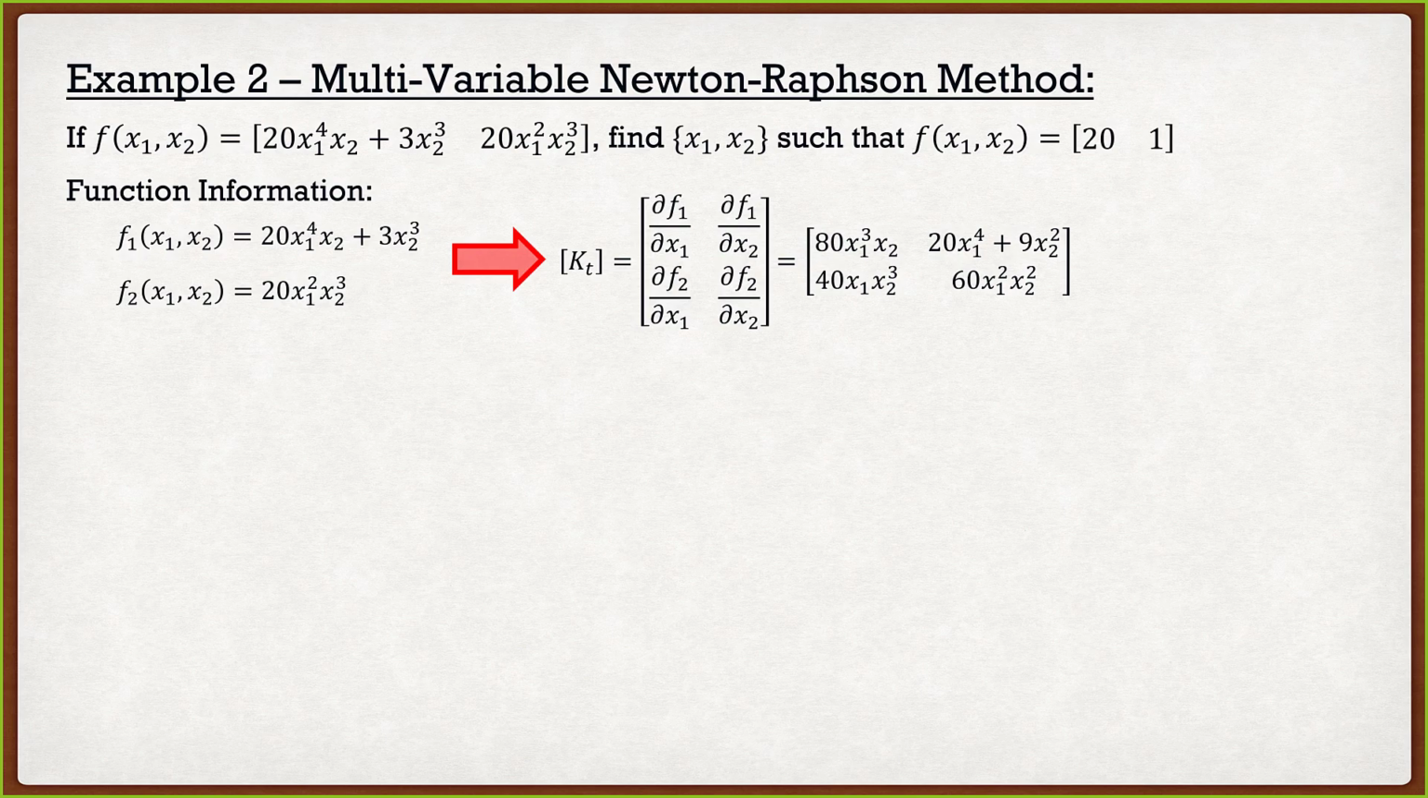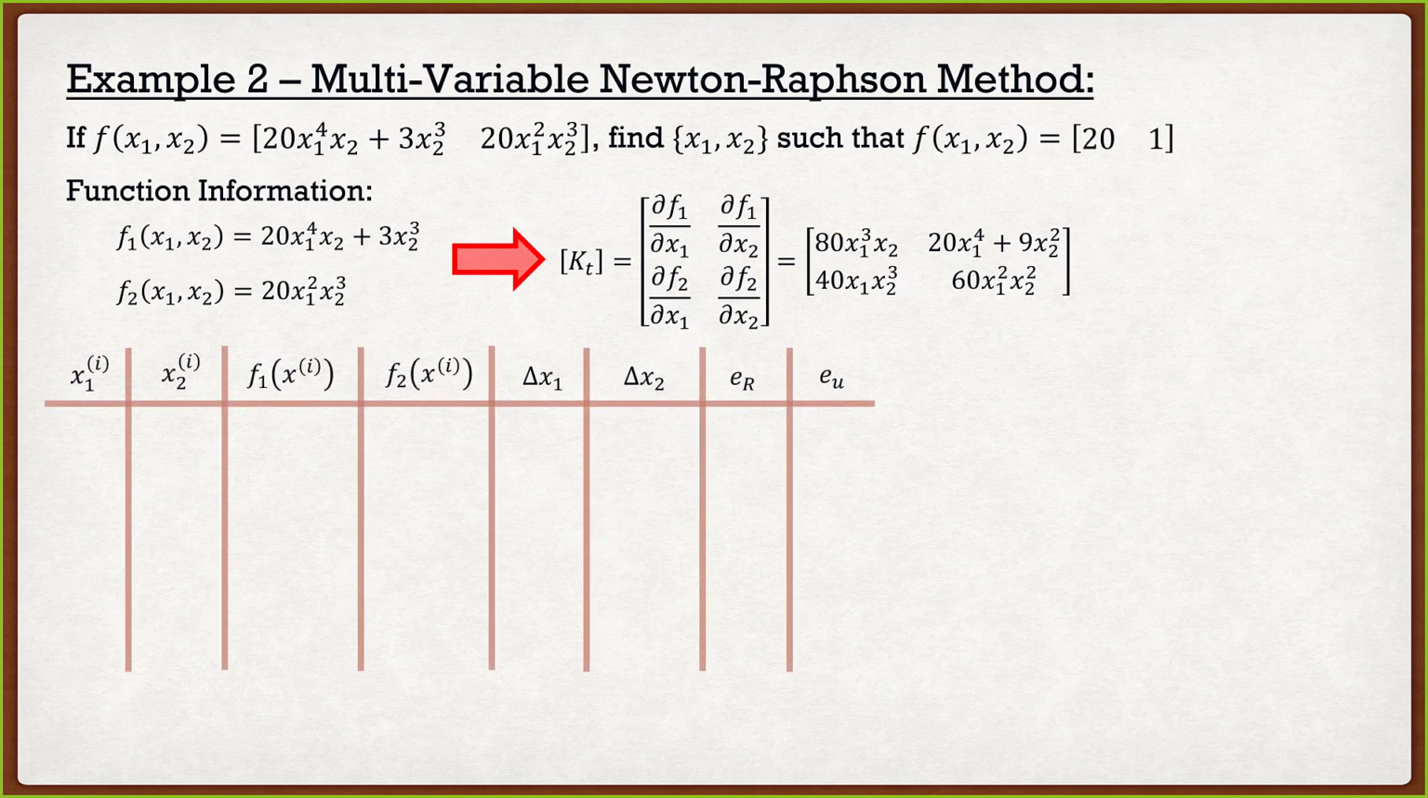Now, things are going to get a little bit messy because, of course, our table just got a lot bigger. Because instead of solving for one single variable and finding the function at that variable, we now have two variables. Therefore, we have to take the function value at two different variables, and then we get two different delta x's, etc., etc. So what I'm going to do is I'm going to say that x1 and x2, they're equal to 1. All right, they're going to be equal to 1.